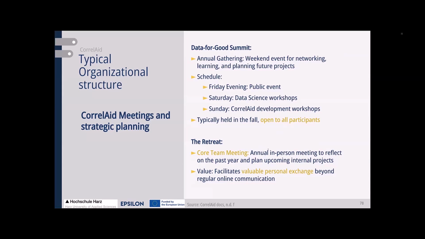The Data for Good Summit, the annual meeting where the board is elected, is on a weekend. And the goal is networking, learning, and planning future projects. And here you have an exemplary schedule of the last event. You see that we have a public event, data science workshops, and development workshops, open to all participants. Also, there is an annual retreat where the board meets, where the strategy is reflected on, and where upcoming internal projects are discussed.